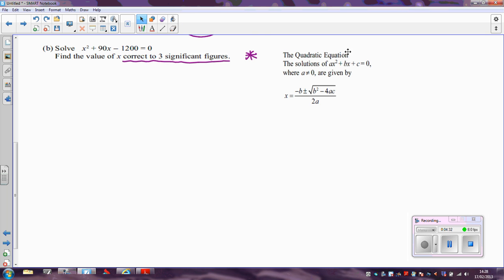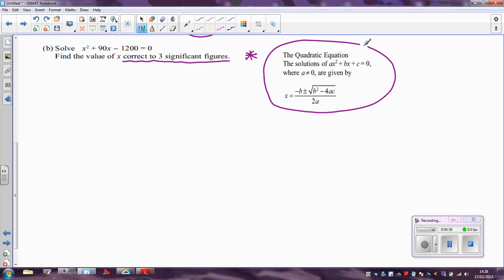Right, you're given the quadratic formula in the front of the exam paper. I've just copied it here so we don't have to keep referring back to it. The quadratic formula says the solutions of a quadratic equation that looks like that are given by this formula. So first of all, let's have a look at what the values of a, b, and c are in this case. I think it helps to write them down. A is just 1 because you've got 1x squared. B is 90, and c is minus 1,200.